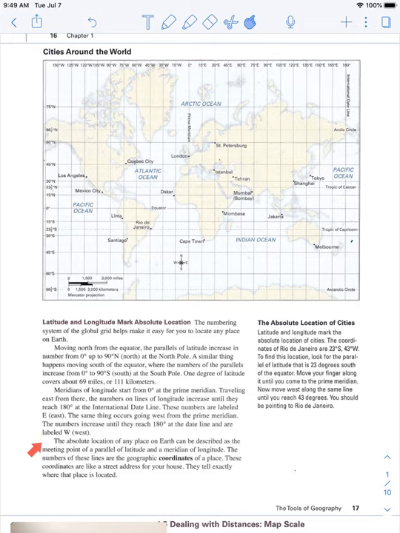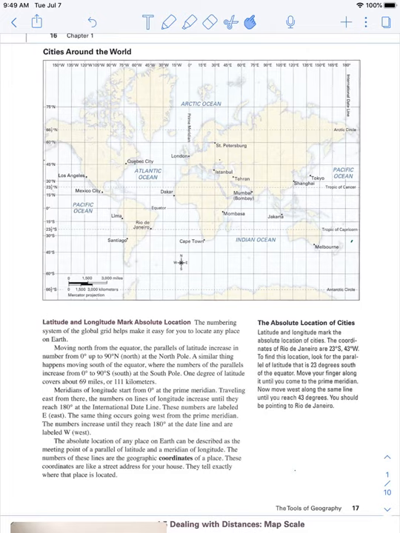The absolute location of any place on Earth can be described as the meeting point of a parallel of latitude and a meridian of longitude. The numbers of these lines are geographic coordinates. These coordinates are like a street address for your house. They tell you exactly where a place is located. So for example, if I'm looking at Dakar, and I were to ask you, what is the address of Dakar, we can use longitude and latitude in order to find that.